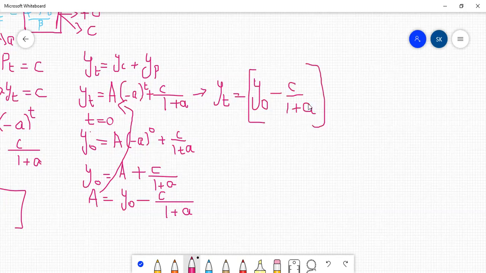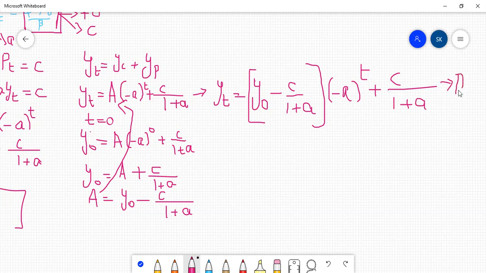There, multiply by minus a raised to power t plus c upon 1 plus a. So this is what we have got after finding the general solution, and through that we found out the value of a, and then now we have definitized that solution. So therefore now this is the definite solution. This is clear to us till here.